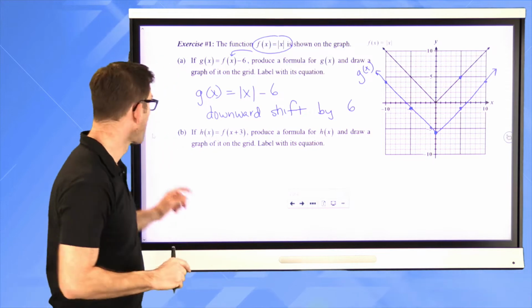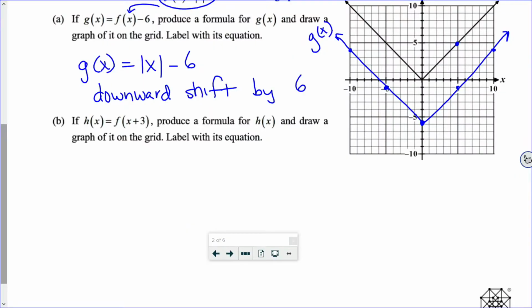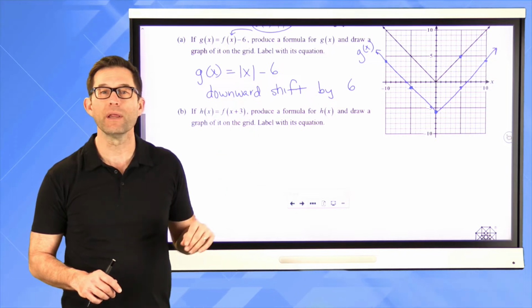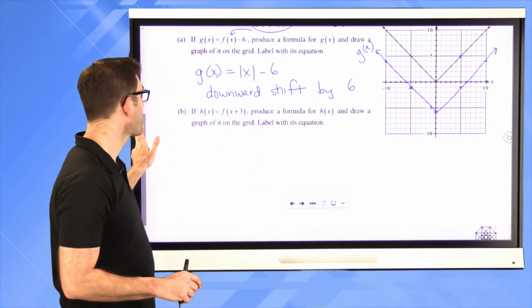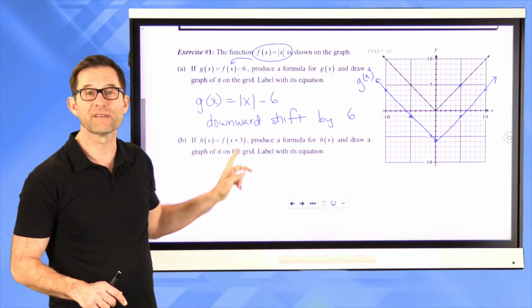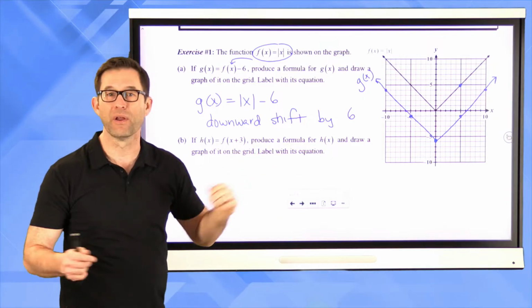Now let's take a look at a horizontal shift in letter B. If h of x equals f of x plus 3, produce a formula for h of x and draw a graph of it on the grid, label it with its equation. Now, this is a little bit more of a confusing notation, but the way you want to really look at it is, given the fact that f of x is equal to the absolute value of x, then f of x plus 3 will be the absolute value of x plus 3.